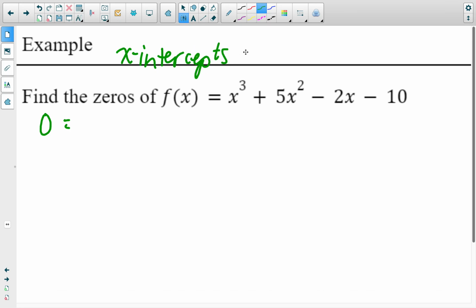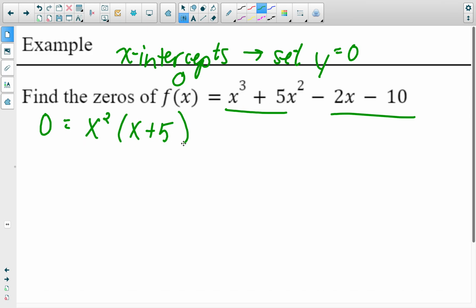Whenever we're finding x-intercepts, we're going to set y equal to 0, or f of x, okay? So we're going to set this equal to 0 right here, and then we're going to try to factor. Okay, we have 4 terms. Let's try to factor by grouping. We can factor out an x squared here. Okay, and then we can factor out a -2.